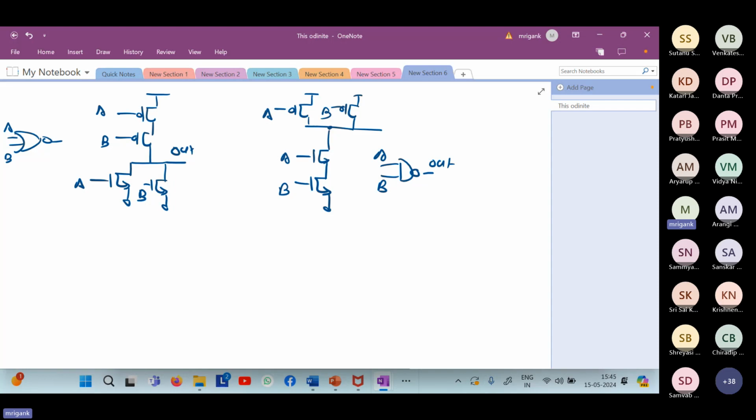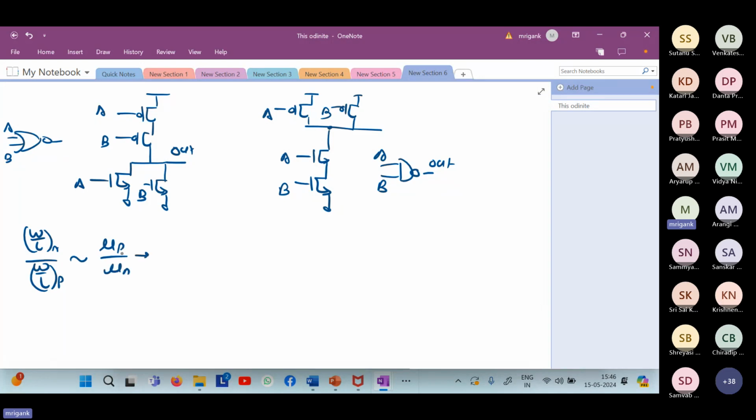Using NAND logic and NOR logic, you can construct all kinds of logic gates, all kinds of combinational blocks. Now, for the inverter, we have seen that if you want to set the trip point close to VDD by 2, we are sizing the PMOS and NMOS in the reverse ratio of their mobility. That means W by L of N to W by L of P is in the reverse ratio of the mobility, mu P and mu N.